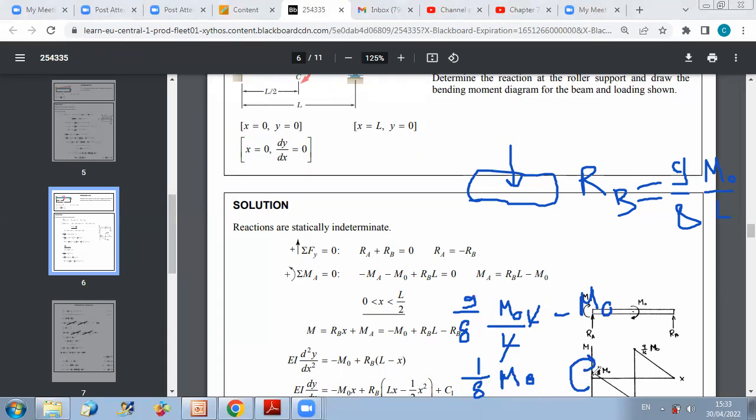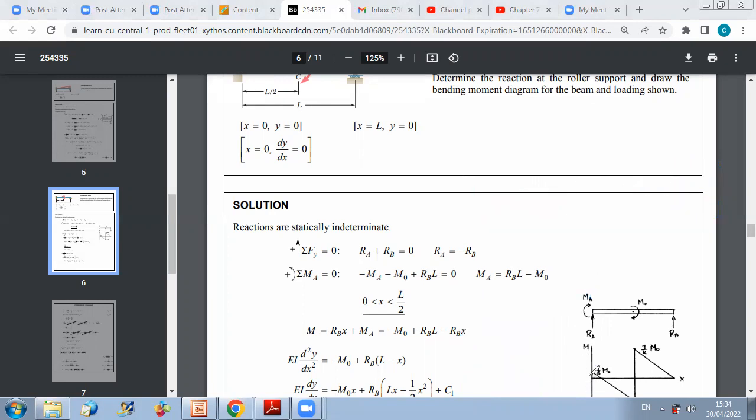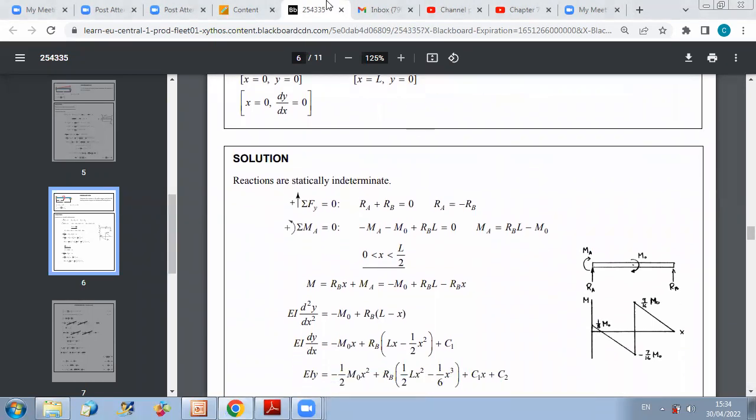So you start with a positive jump at A. So you start your moment diagram by plus 1/8 M0. So this is why we start here by M0/8. Now, what do we have?